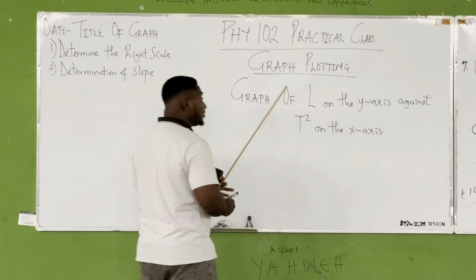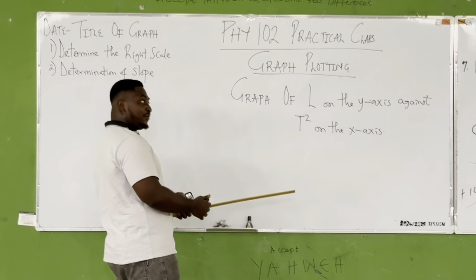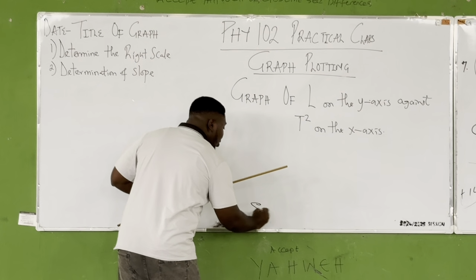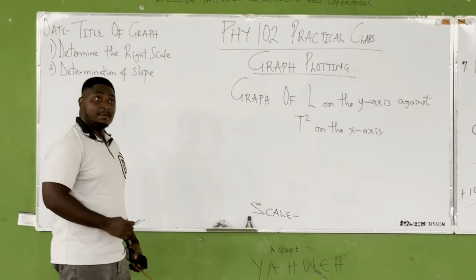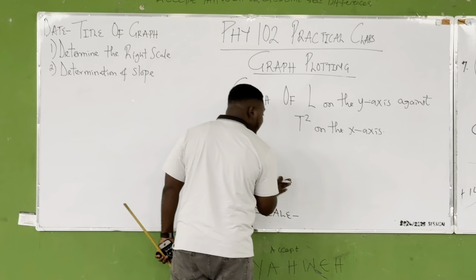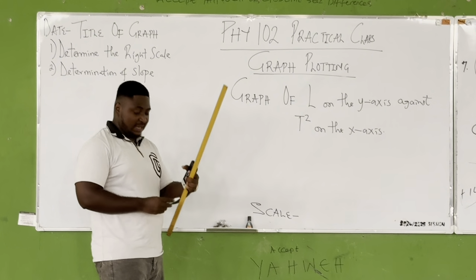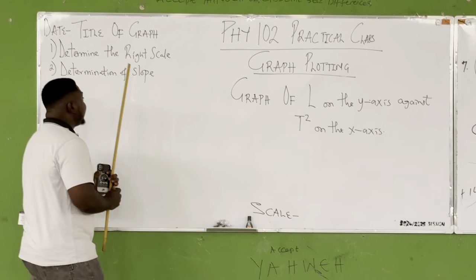Now, before you start plotting, if you have started plotting, it means that you have a scale you're going to use, because you cannot plot your graph without a scale. So if you've gotten your scale, so you don't forget, because it carries marks, go below and write your scale. How many centimeters represent how many units on the y-axis? How many centimeters represent how many units on the x-axis? So that's why I said we'll be determining the right scale and determining the slope of the graph.